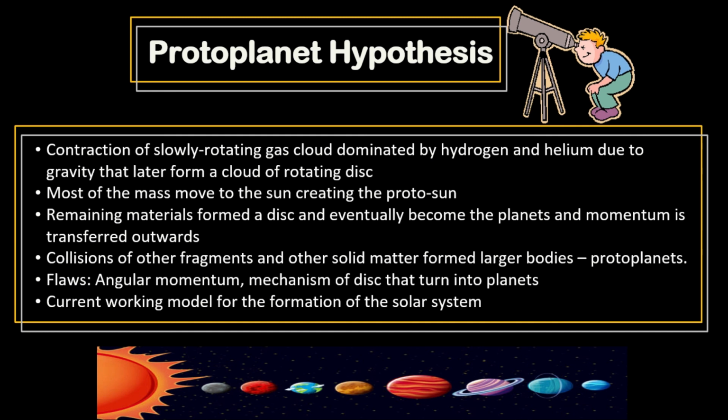Yan. So, protoplanet hypothesis also has flaws. First is the angular momentum. Hindi ma-explain ni protoplanet hypothesis kung paano yung angular momentum ng mga planeta and the mechanism of disk that turn into planets. But, the protoplanet hypothesis is the current working model for the formation of the solar system. So, ito po yung current working model, no, that explains the formation of our solar system.